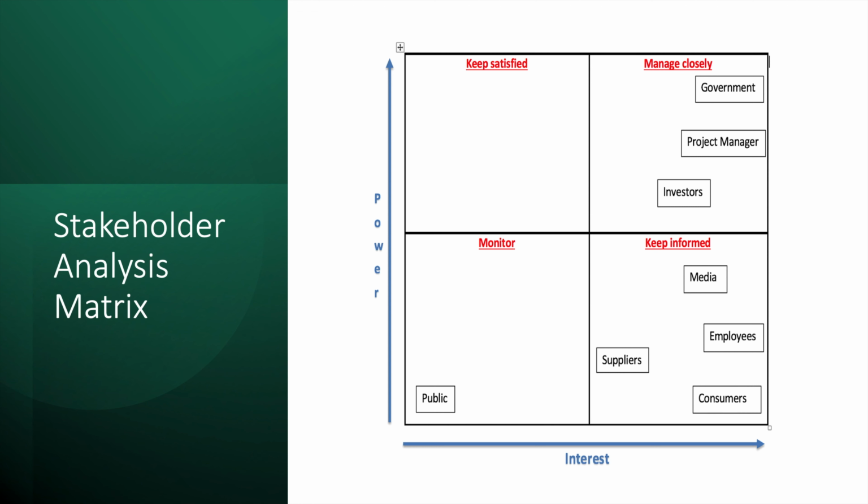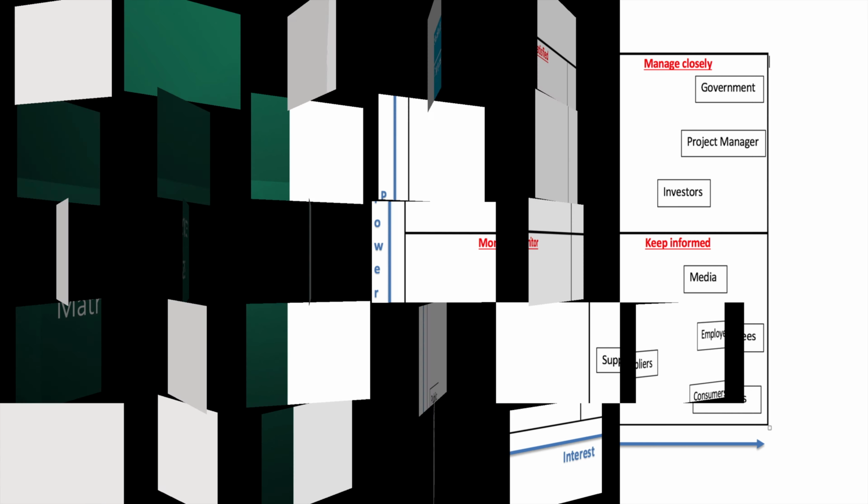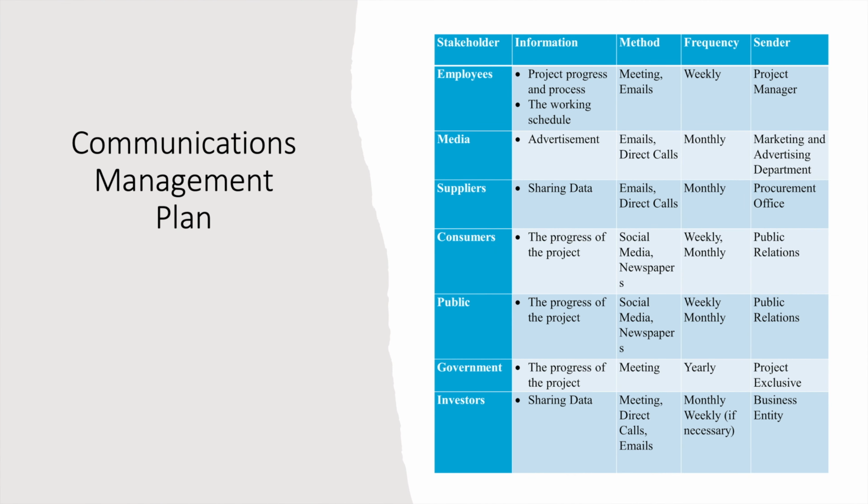Suppliers and consumers, basically they benefit from it. Employees, the more they know the information about the plan, they will execute it accordingly, and it is very important for them to know each and every step of the way what is happening or what is supposed to be done. Okay, now onto the communication management plan. I have 6 components under stakeholder, which are employees, media, suppliers, consumers, public, government, and investors, which are basically the same components that I just said in my stakeholder analysis.